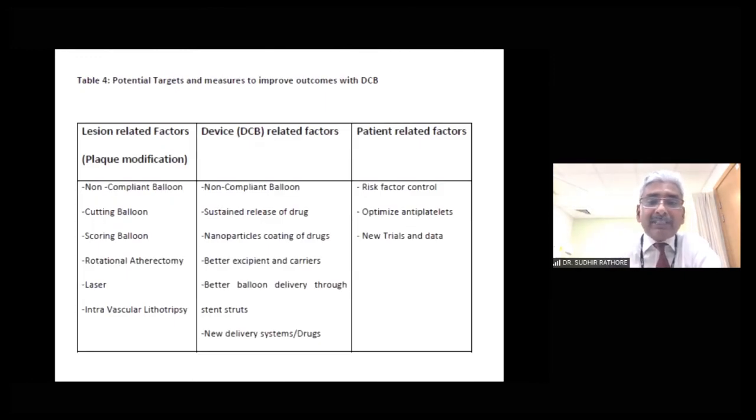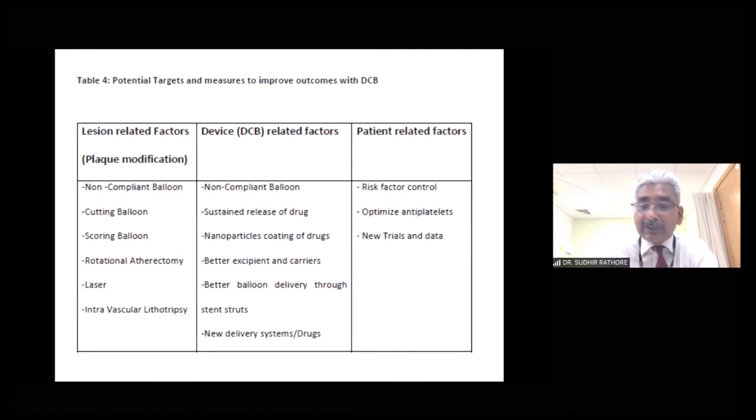Now, these are some of the things which we have recently published. What are the potential targets and measures to improve outcomes with DCB? As my colleagues here have shown, lesion preparation is very important. So these are certain factors. Non-compliant balloons should be used. Cutting balloon and scoring balloon along with plaque modification should be done prior to using drug-coated balloon, so that you can achieve good expansion of the lesion and then good drug delivery into the vessel wall to achieve good results.